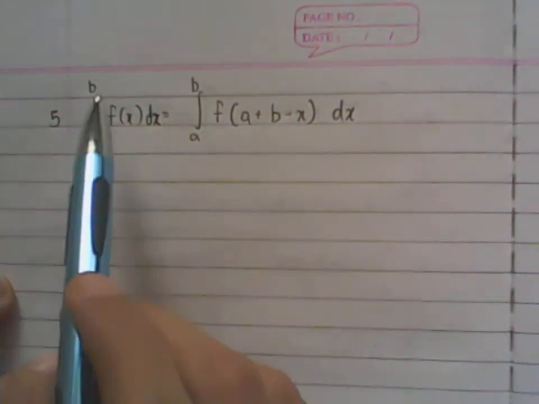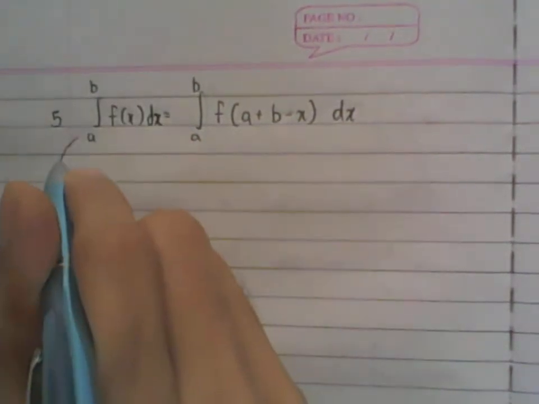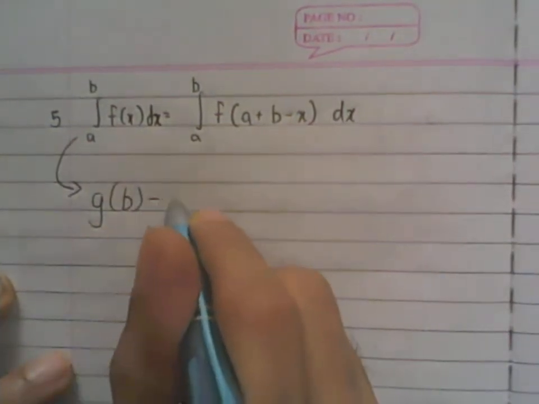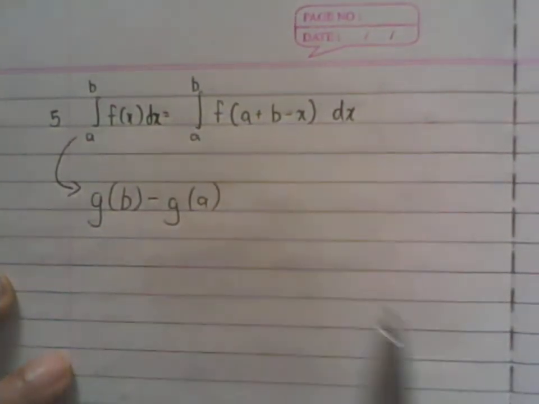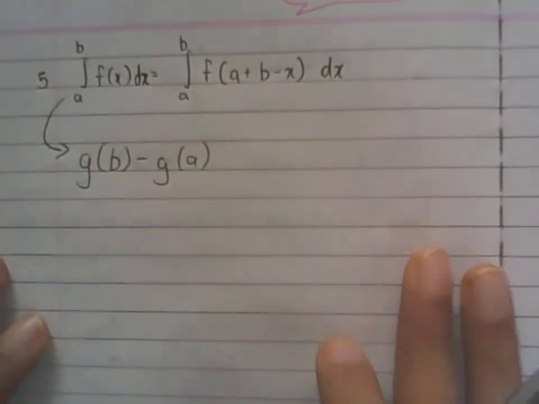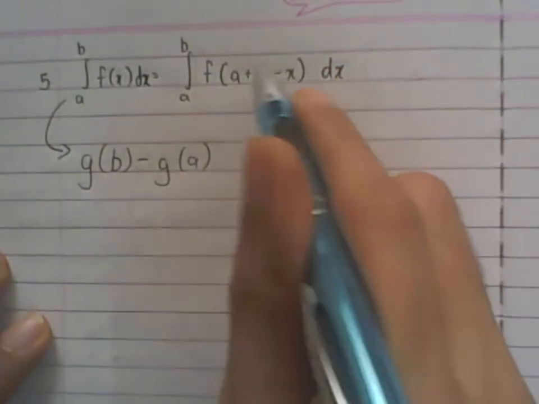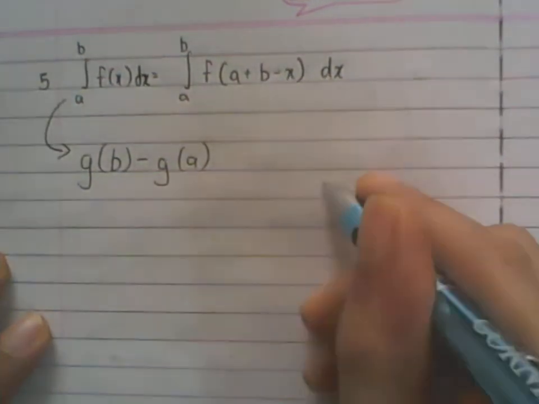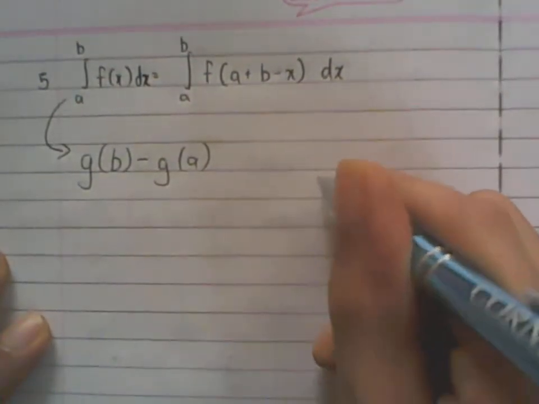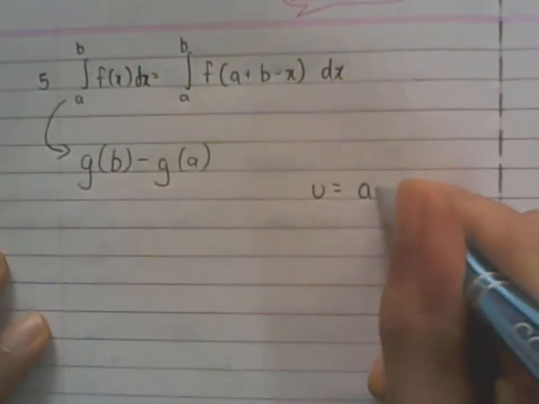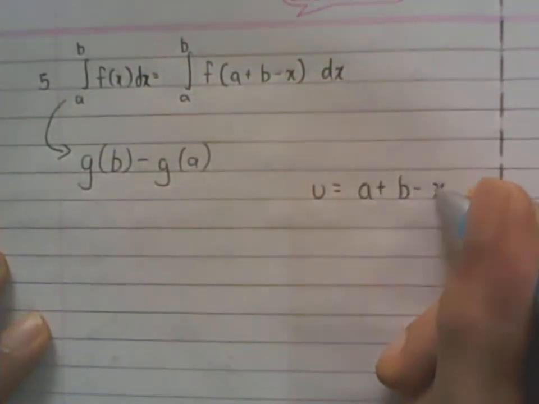We can simplify the left hand side. This left hand side simply, from definition, comes out to be g of b minus g of a. For the right hand side, since I have a composite function, I can do something called u substitution. So what I'll do is substitute u equals the inside function. So this inside function becomes a plus b minus x.